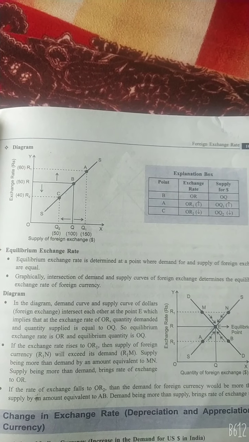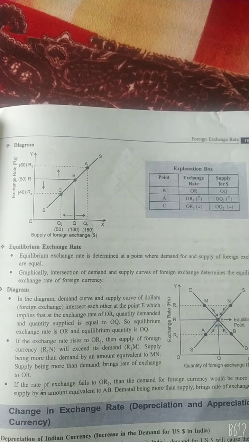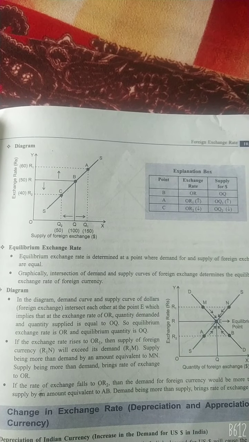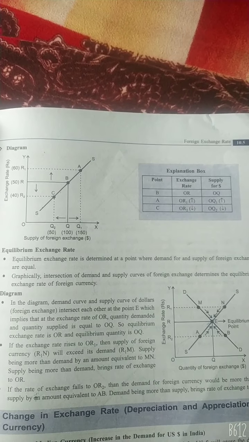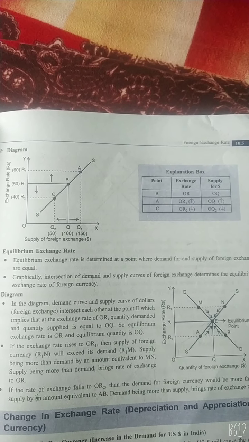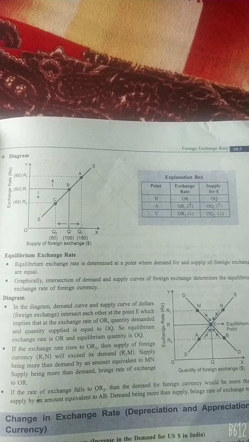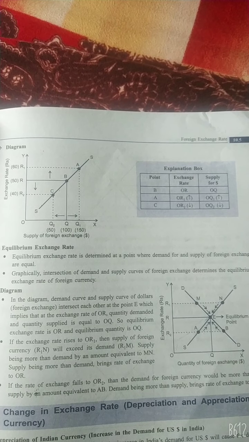In the diagram, you can see that at point B, the exchange rate is OR and the supply of dollars is OQ. At point A, when the exchange rate rises, that is OR1, the supply of dollars also increases to OQ1. At point C, when the exchange rate falls to OR2, then the supply of dollars also falls to OQ2.